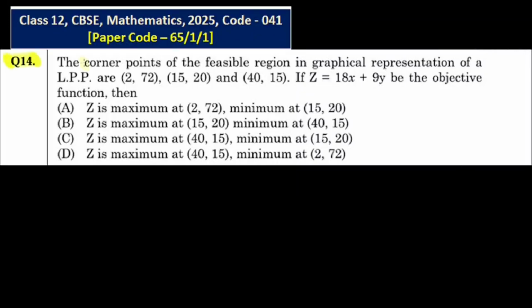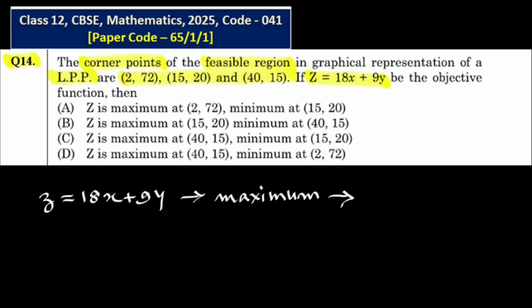Question 14. Here, the corner points of the feasible region of the LPP are given, objective function is given, and we have to select the correct option from the 4 options. This can be answered by looking carefully at the options. Z equals 18x plus 9y will be maximum only with the corner point (40, 15).